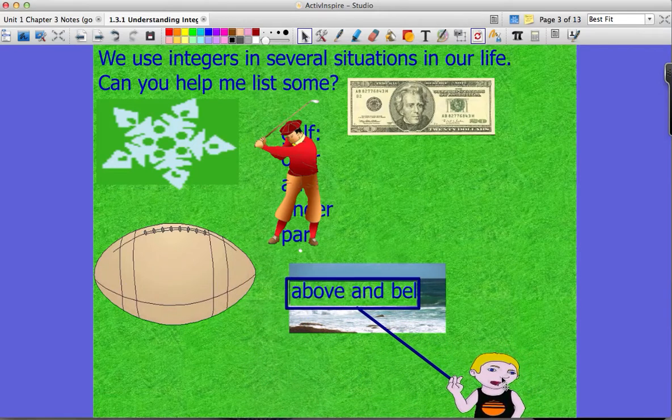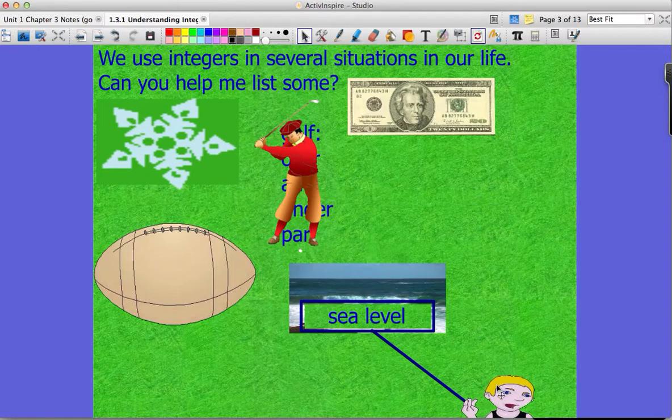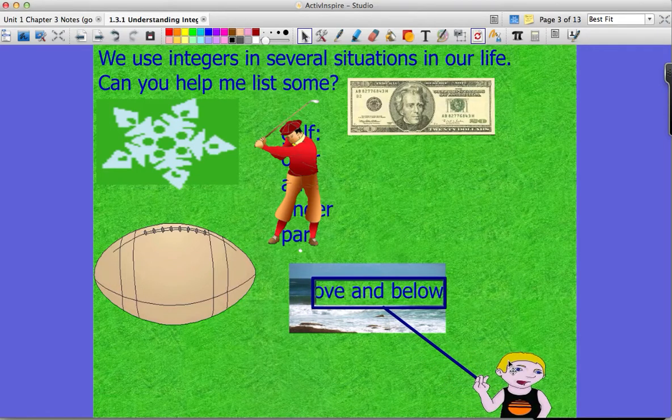And then we talk about above and below sea level. So when we talk about Denver being the mile-high city, that's because it is 1 mile higher than sea level. So it is positive 5,280 feet above sea level. Whereas if it were below sea level, it would have been a negative.